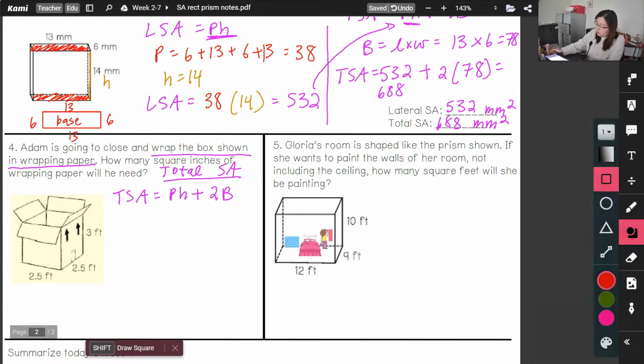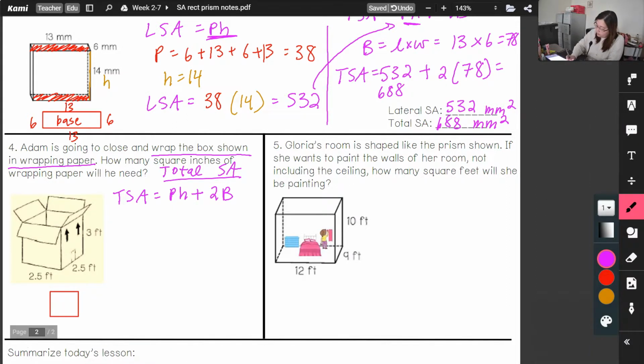I can help you guys out a little bit. Let's redraw the base. It's our base. It's hard to see on this kind of 3D shape, so you might have to sort of draw it in. Something like that, right? Those are our bases. It's 2.5 by 2.5. So it's a square on the bottom. So you should be able to solve the rest of number 4 on your own. I did help you get started.